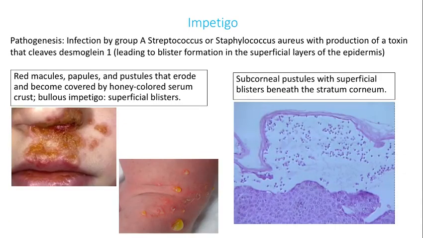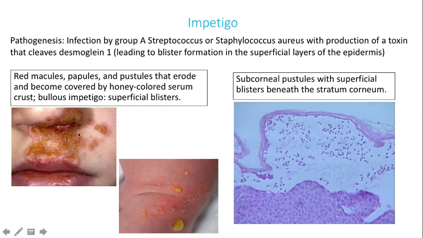Next, we're going to talk about impetigo, which is a bacterial infection of skin. It can either be caused by group A streptococcus or Staphylococcus aureus, and it's thought that the organism produces a toxin which cleaves desmoglein 1. You remember desmoglein 1 is the protein that you see in desmosomes in these superficial portions of skin. So the clinical manifestation is or can be a blister in the superficial portions of the epidermis.